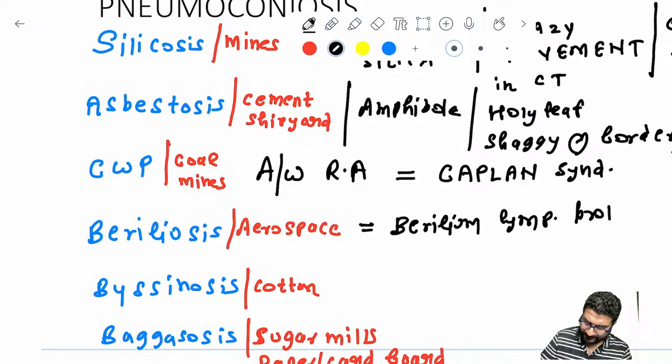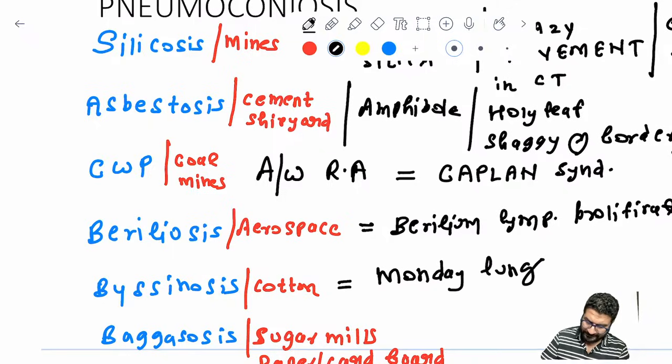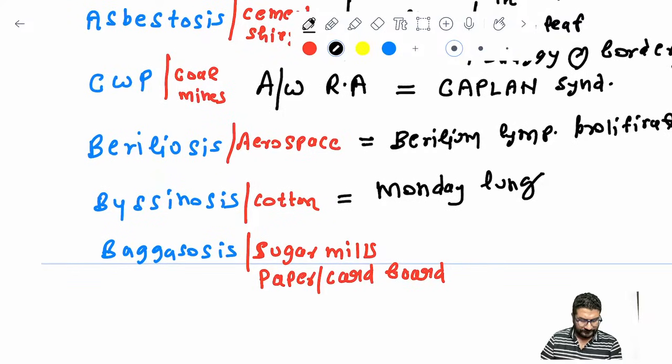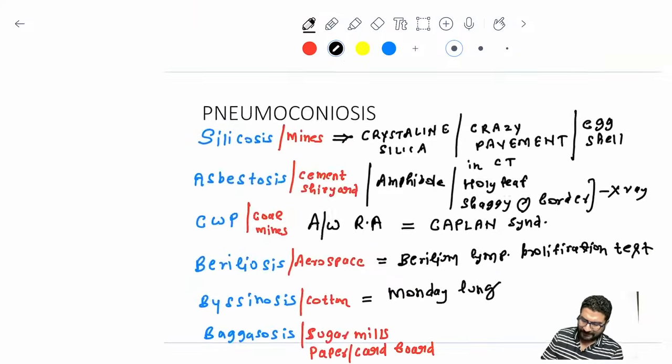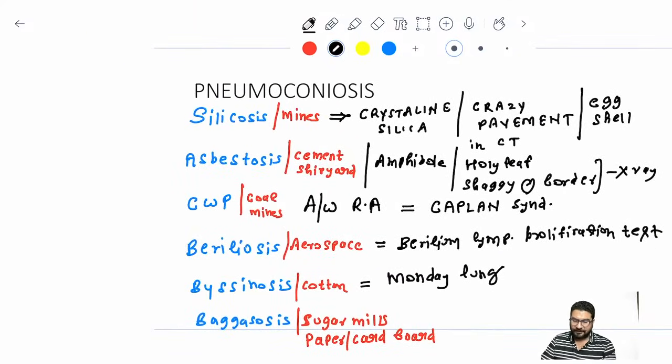Beryllium lymphocyte proliferation test. Byssinosis is also called Monday lung syndrome or Monday lung disease. So these are some of the MCQs which you have to remember from different types of pneumoconiosis, very, very important. If I ask you, the most common is silicosis.